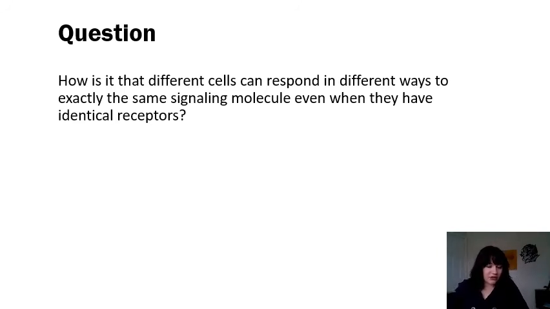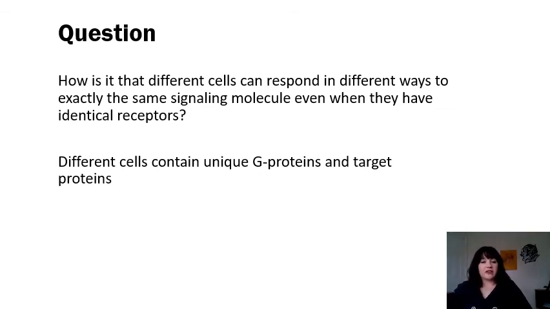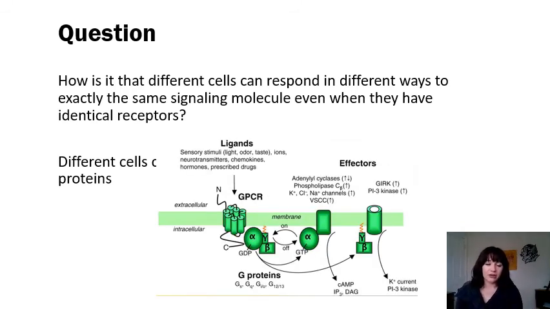So we're going to have another question, all right? How is it that different cells can respond in different ways to exactly the same signaling molecule, even when they have identical receptors? So you have two different cell types, and they both bind to the same ligand, the same signal, yet they have completely different responses. How is that possible? This is possible because different cells have different G proteins and target proteins, those proteins that the G proteins act upon. If you remember, I showed you this picture earlier. You can see that even if you have the same ligand binding to the GPCR, you can have different subclasses of G proteins and different effectors, depending upon the cell type.